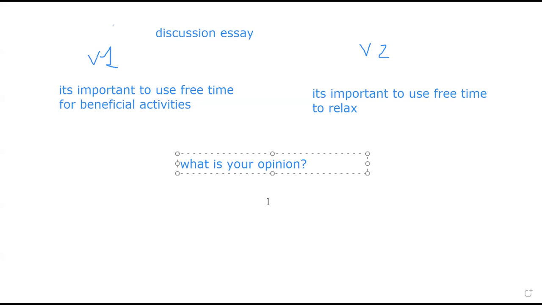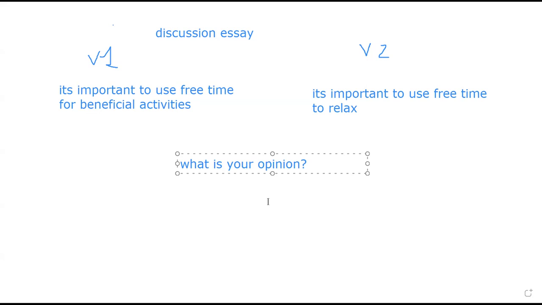In my opinion, I think it's important to use free time to relax. Actually, it also depends if a person always works or studies. So then that person needs the time to relax. And also everyone has their own way to relax. So maybe for someone relaxing is, I don't know, dancing, as Ainura said, singing, painting, and it's also a beneficial activity and also gives relaxation.